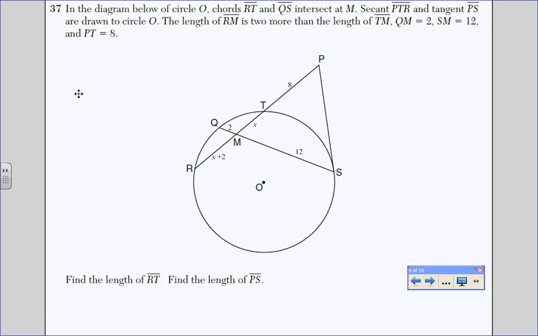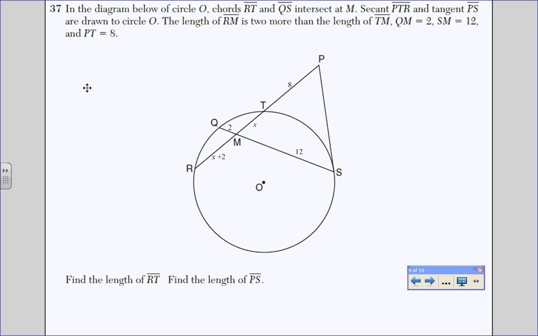In this video, we are going to go over number 37 from the June 2012 geometry readings. And it says, in the diagram below of circle O, chords RT and QS intersect at M. Secant PTR and tangent PS are drawn to circle O.